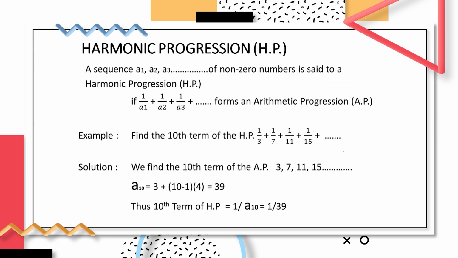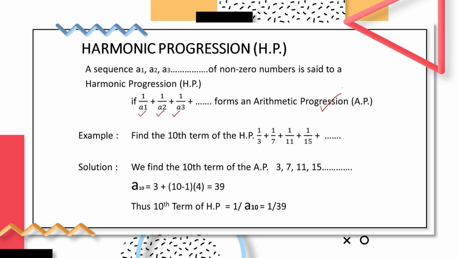Now, the next important progression, which is very simple and very important, is the harmonic progression. To formally understand it, a sequence A1, A2, A3 of non-zero numbers is said to be a harmonic progression if 1 by A1, 1 by A2, 1 by A3 up to 1 by An form an arithmetic progression. So the terms of an arithmetic progression in the inverse way make up the harmonic progression.